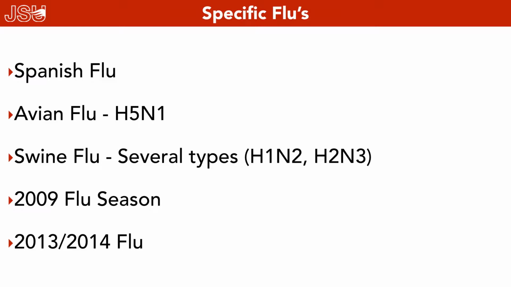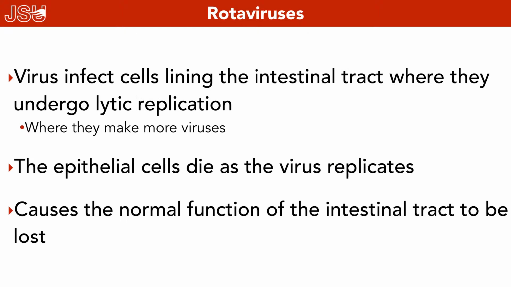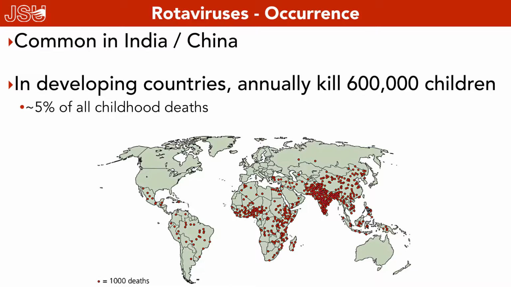Okay, and then last one on this, we talked about rotaviruses, again, diarrhea. Do you have to know exactly 600,000? No, but if you saw a number in the hundreds of thousands versus 1,000 versus 100, know that it's in the hundreds of thousands. And again, the numbers vary on this per year.